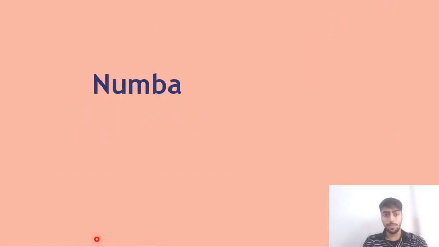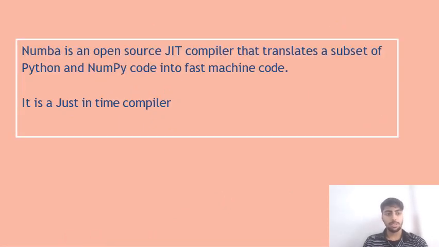Now comes Numba. So what is Numba? Numba is an open source JIT compiler that translates a subset of Python and NumPy code into fast machine code. It is a just-in-time compiler. Now if I talk about Numba, guys, it is just like a just-in-time compiler for Python.